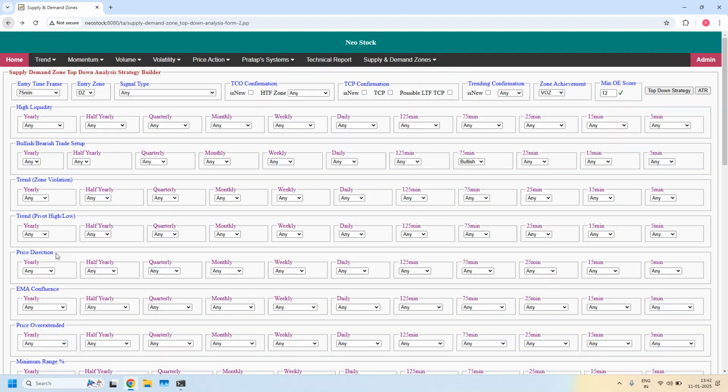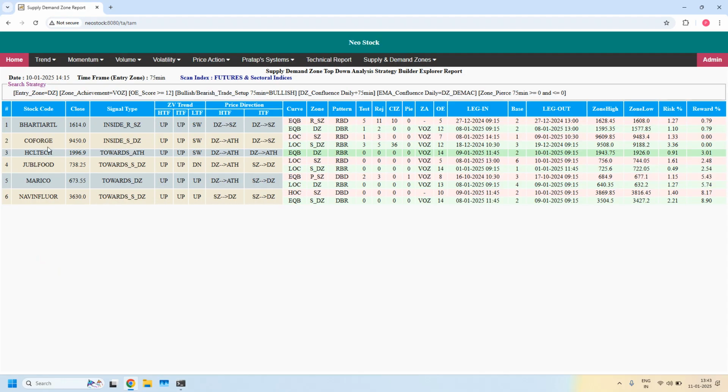So let us set the EMA confluence filter on the daily time frame: daily demand zone having daily EMA confluence. With this filter, the list has come down to 6 stocks. And these 6 are even more high probability trade setup supported stocks, because these 75 minutes demand zones are part of the daily demand zone, and the daily demand zone has daily EMA confluence, and the daily trend is up in all these stocks.